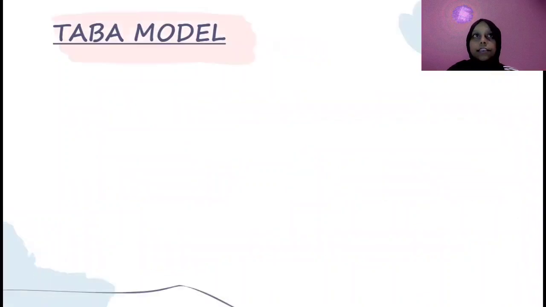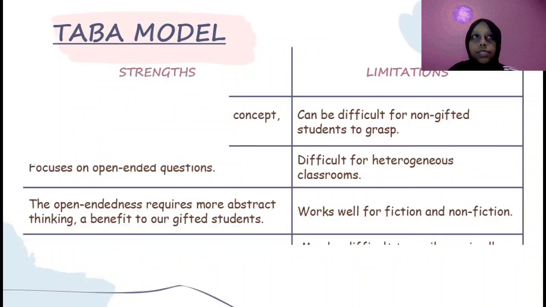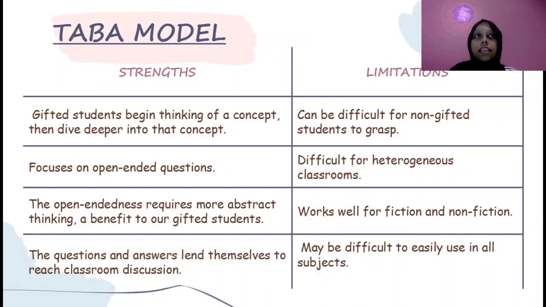The Taba model has its own strengths and limitations. The strengths are that gifted students begin to think of a concept and dive deeper into that concept. This model also focuses on open-ended questions, which enhance students' thinking skills to solve problems themselves. The open-endedness requires more abstract thinking, a benefit to our gifted students. And the questions and answers lend themselves to rich classroom discussion.